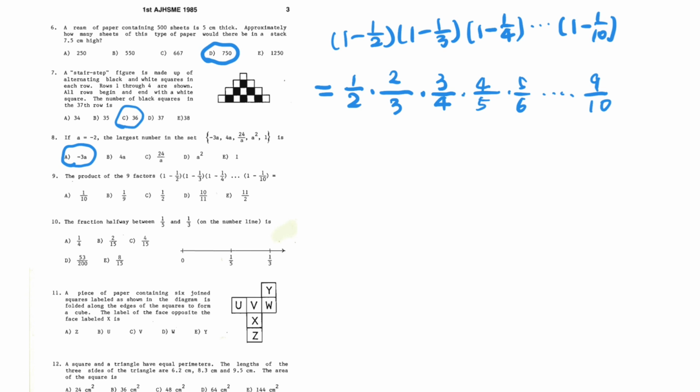Now we find we can cross cancel. After we cross cancel, the numerator is 1, the denominator is 10. So the answer is 1/10. That's choice A.